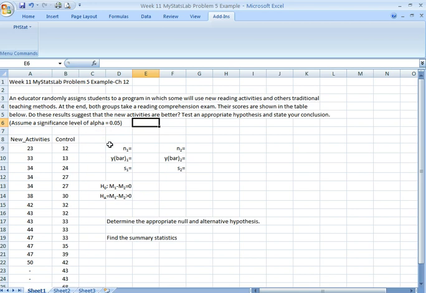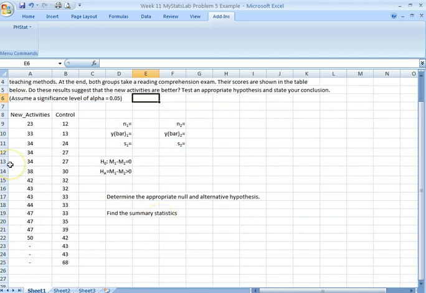An educator randomly assigns students to a program in which some will use new reading activities and others traditional teaching methods. At the end, both groups take a reading comprehension test. Their scores are shown here. And our question is, do these results suggest that the new activities are better? We're going to test an appropriate hypothesis, state our conclusion, and assume a significance level of alpha is 0.05. So here's our data in two groups. One group's a little larger than the other.